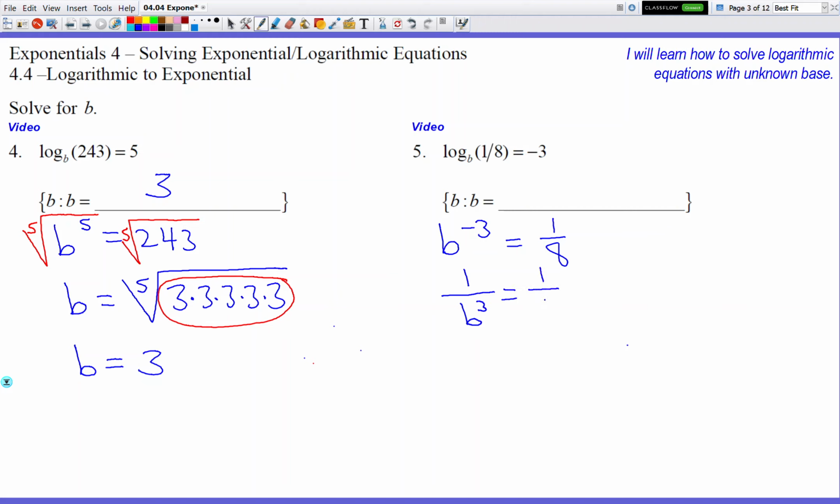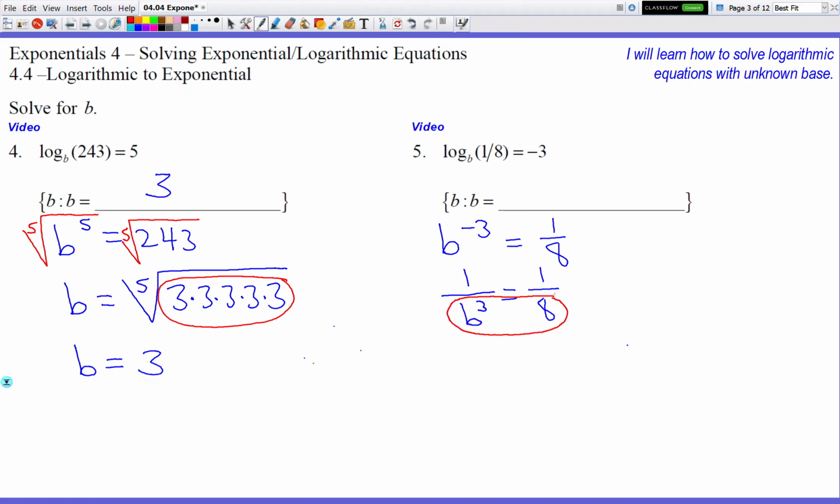equals 1 over 8. Okay, so when you see this, you can say to yourself, okay, because they look very similar, they both have 1s on the top, right, and they're both equal to each other. The only thing setting them apart from each other is one side says b to the 3rd, the other side says 8.